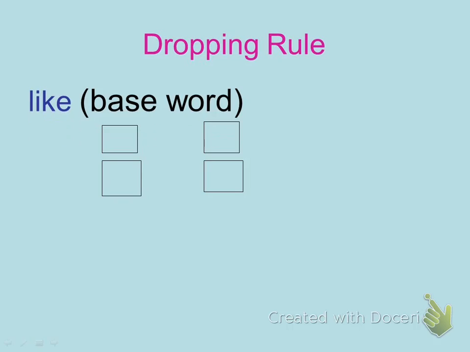The base word like. We're going to be talking about the dropping rule. Take a close look at the word like. We have the root word like plus ed. It's liked. We had to drop the E to add the ed. You wouldn't spell it L-I-K-E-E-D.